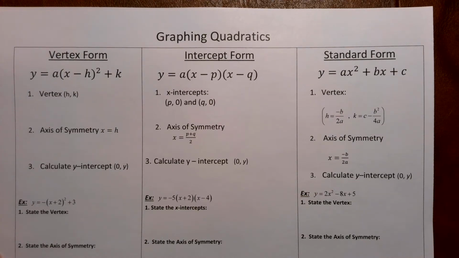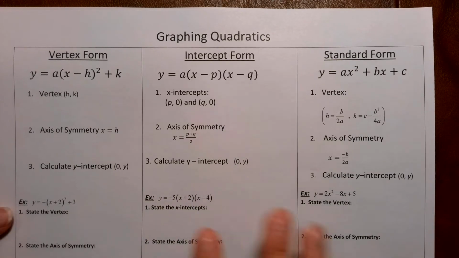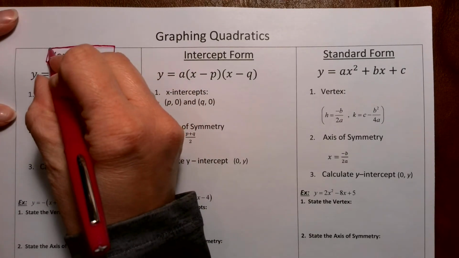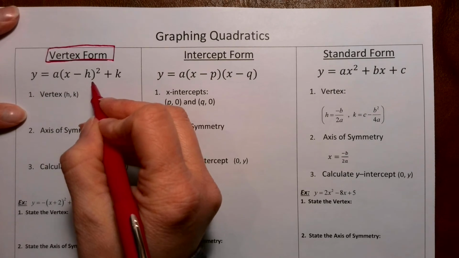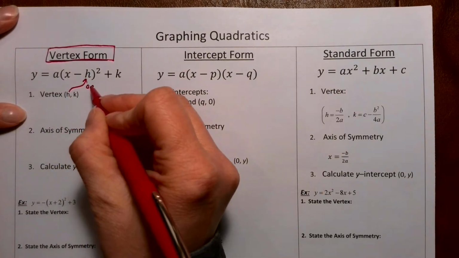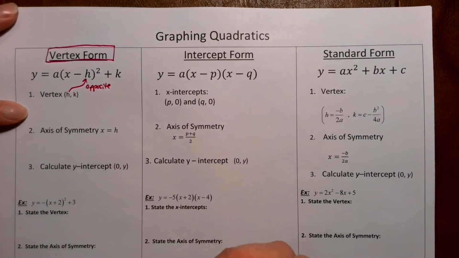Hi, pre-calculus. Let's do a recap of quadratic equations and all the different forms they might possibly be in. The first form is called vertex form. When you're in this form, the vertex is very easy to see. We just have to make sure that we do the opposite of that h value. (h, k) is the vertex.